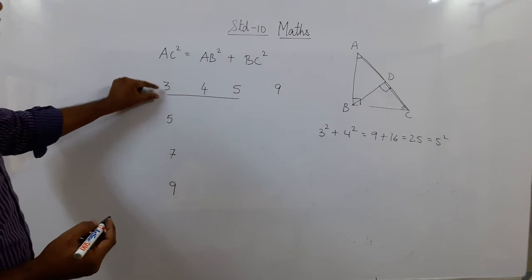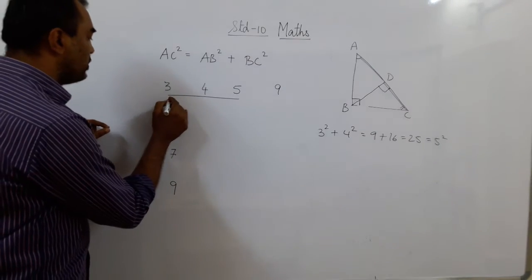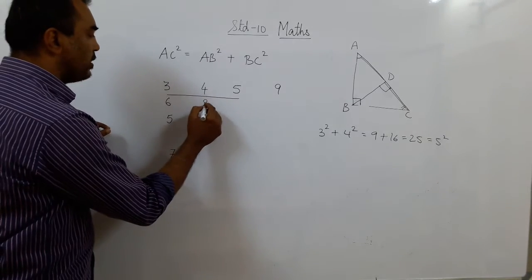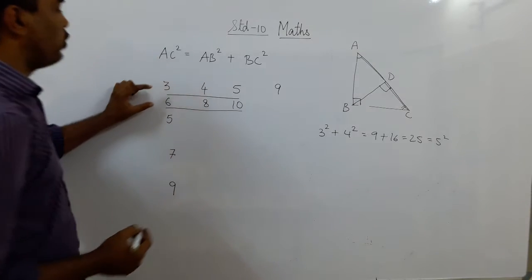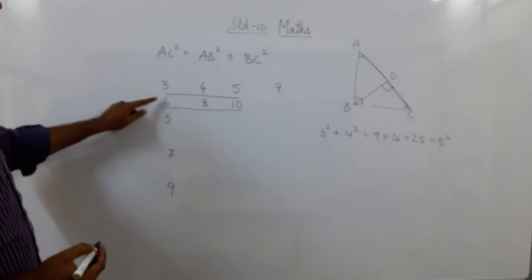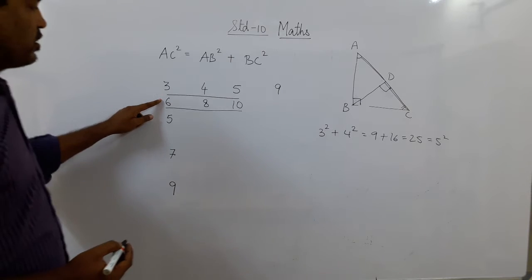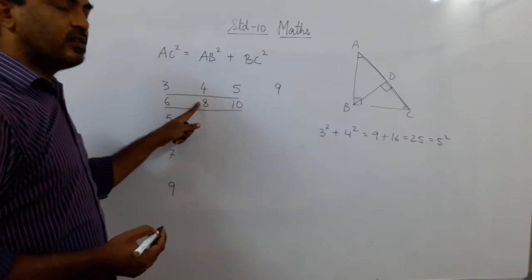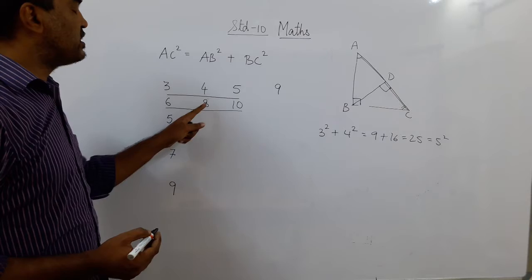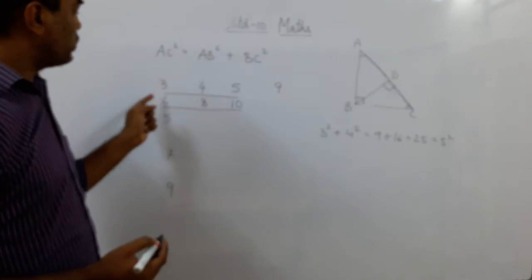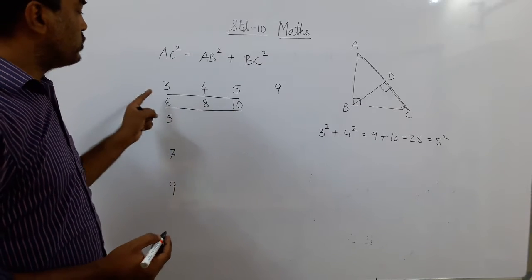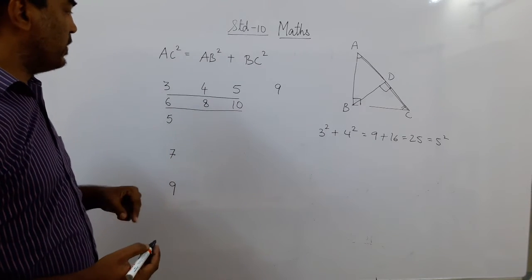Now if you multiply by 2, 3 2s are 6, 4 2s are 8, 5 2s are 10. So 6, 8, 10 is also a Pythagorean triplet. Check it out. 6 square is 36, 8 square is 64. 36 plus 64 is 100, and 100 is 10 square. So 6, 8, 10 is a Pythagorean triplet.